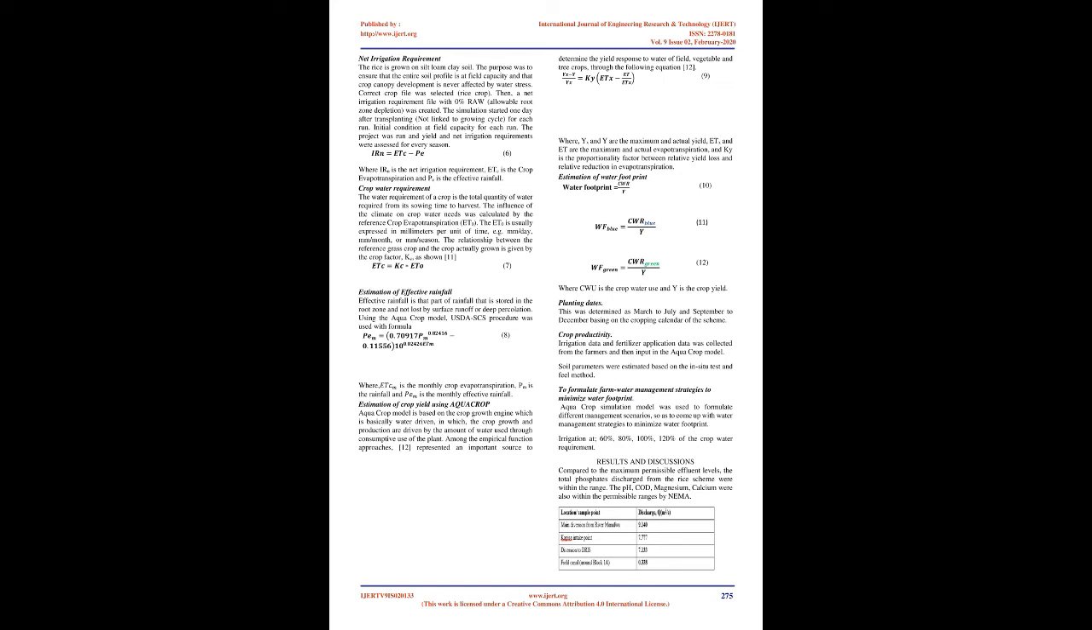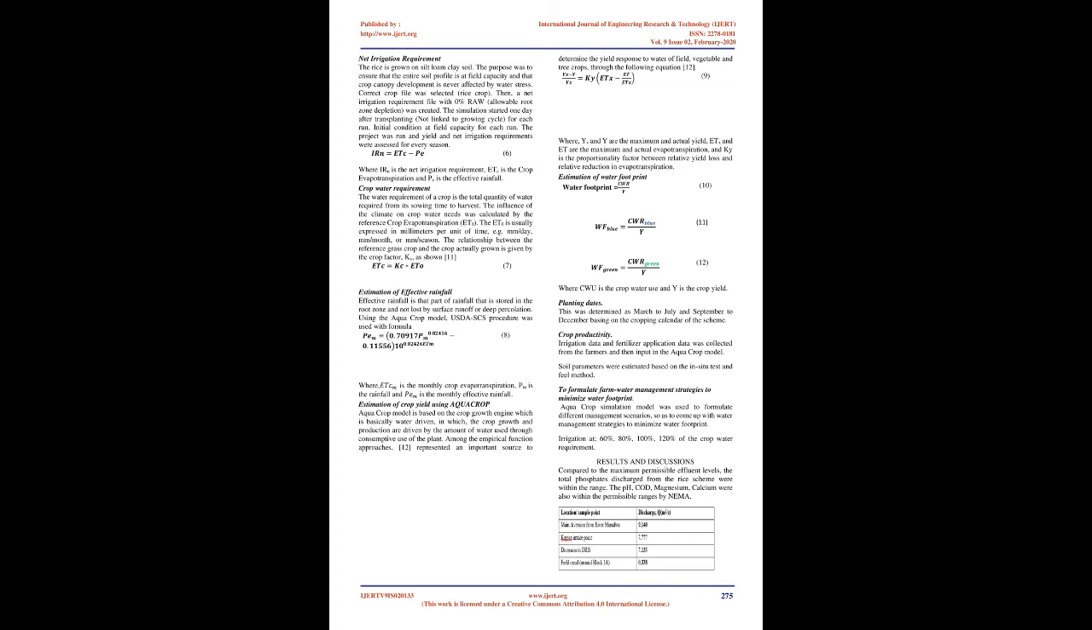IRN = ETc − Pe, where IRN is the net irrigation requirement, ETc is the crop evapotranspiration, and Pe is the effective rainfall. Crop water requirement: the water requirement of a crop is the total quantity of water required from its sowing time to harvest. The influence of the climate on crop water needs was calculated by the reference crop evapotranspiration, ET0. The ET0 is usually expressed in millimeters per unit of time, e.g. mm/day, mm/month, or mm/season.